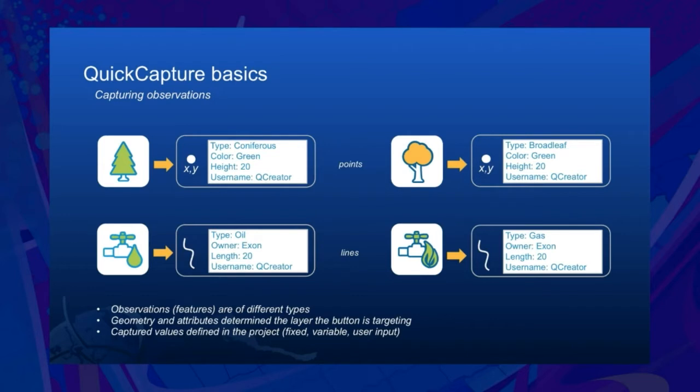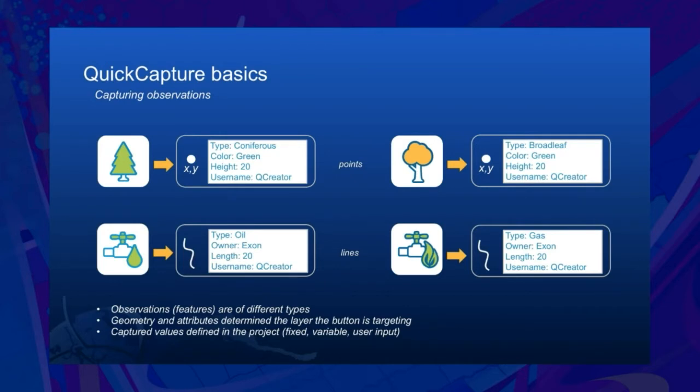When the user then taps on the broadleaf button, the same is true. Location comes from the device and we have a series of fixed values. However, the type attribute value is different. Coniferous versus broadleaf. If the layer is symbolized by type, then both feature types can display differently when displayed in the map. And a similar story with lines.